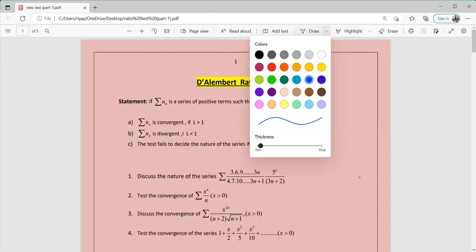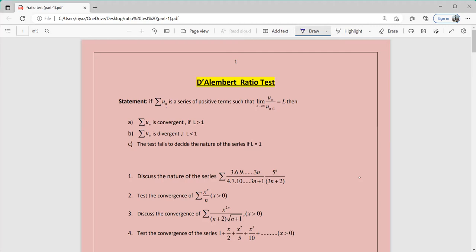It's a series of positive terms, means nth term. Summation un means what? Summation un means the nth term of the given series. Right? Hello, I can hear you. No problem.